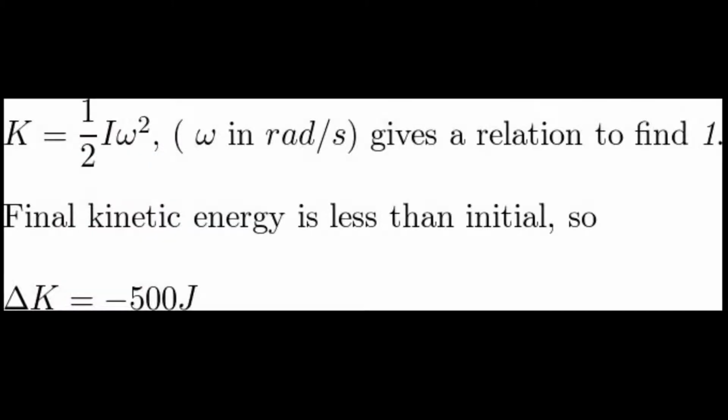In this problem, the formula kinetic energy is equal to 1/2 I omega square gives us the relation we need to solve for the moment of inertia. We know that the final kinetic energy is less than the initial, which gives us the change of kinetic energy is equal to negative 500 joules. Now we have our relationship in solving the moment of inertia.